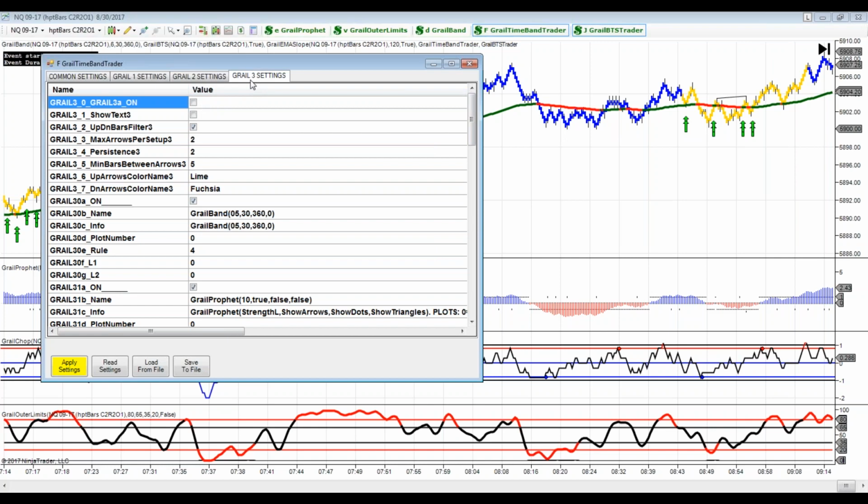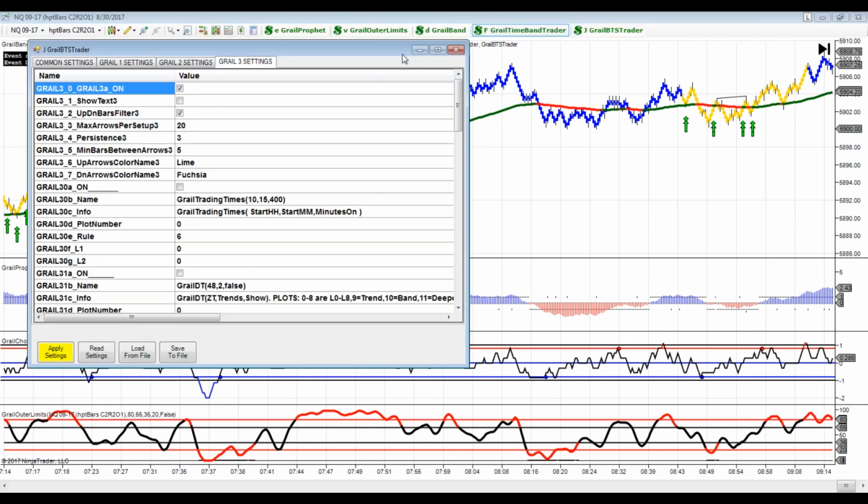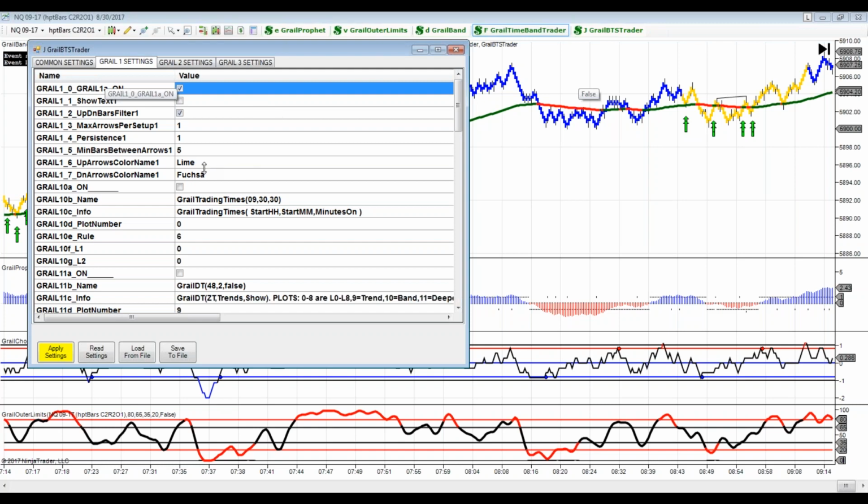2 is off. 3 is off. Okay? Back over here now on the Grail BTS Trader, the preferred method. Grail 1 is on. Now, Ray, you'll be able to see I have lime and fuchsia arrows for the Grail 1 BTS, so you'll be able to tell the difference. All right, what am I trading on that?